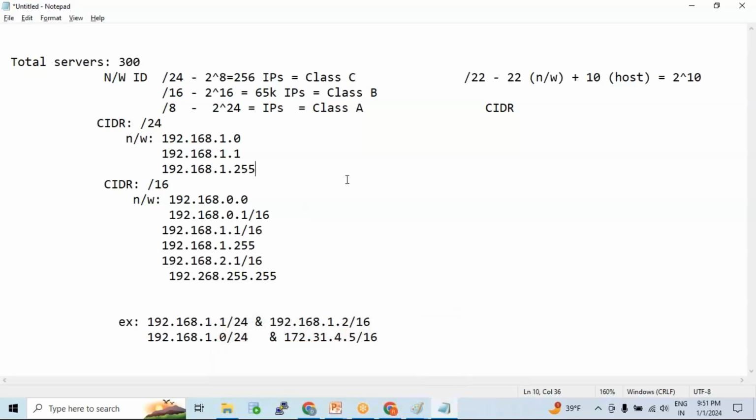Now, to conclude, if I ask you, I have 300 servers that I want to configure in a single network in my data center, what is your plan, guys? Which class would you prefer? Maybe I'll go with class B. I'll go with the slash 16 CIDR block, and take the IP that starts with the 172.31 series, as per the best practice that the organizations have decided.